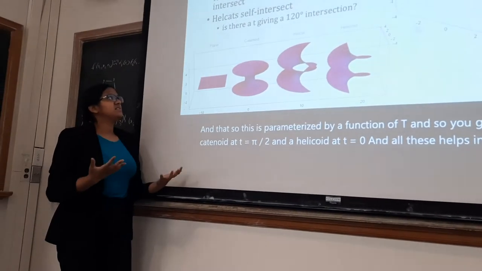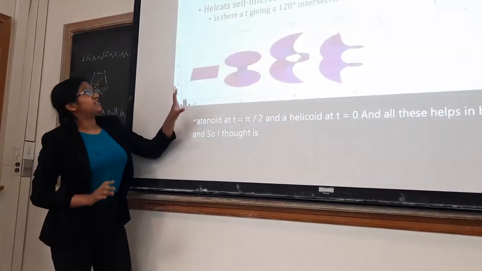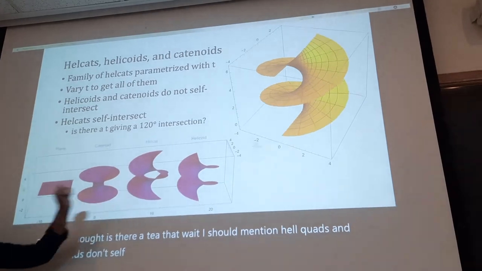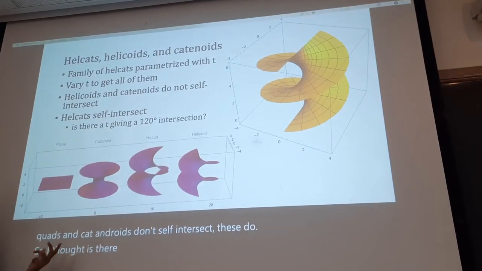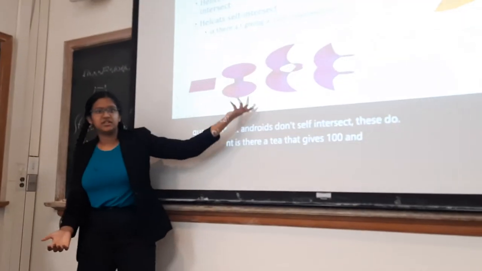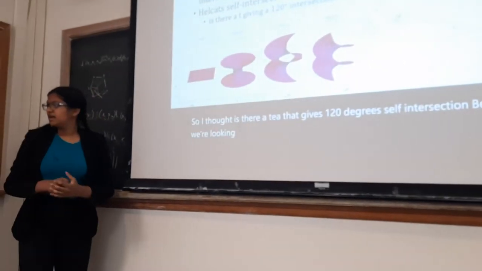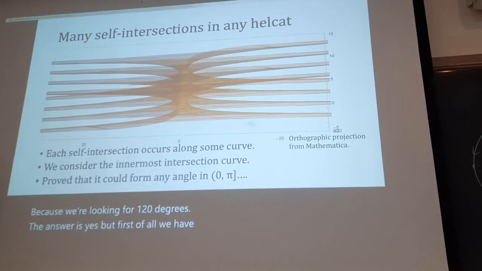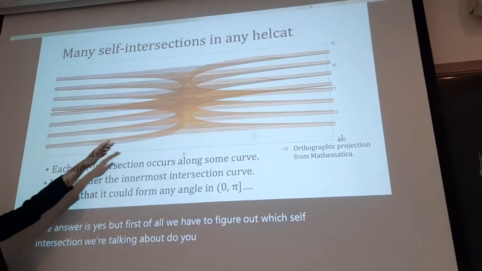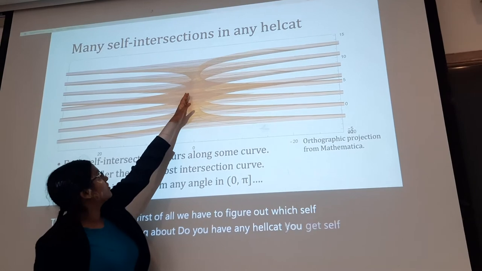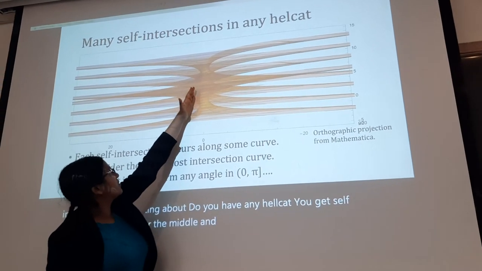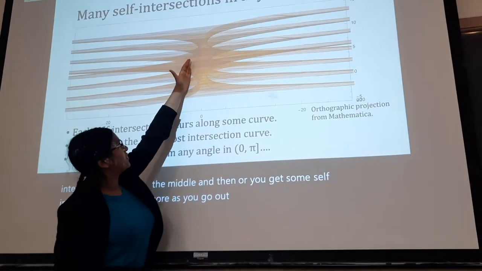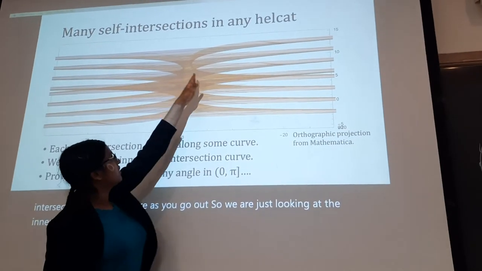And so I thought, is there a t that, oh wait, I should mention, helicoids and catenoids don't self-intersect. These do. So I thought, is there a t that gives a 120 degree self-intersection, because we're looking for 120 degrees. The answer is yes, but first of all, we have to figure out which self-intersection we're talking about. If you have any helicat, you get some self-intersections right near the middle, and then more as you go out. So we are just looking at the innermost self-intersection, and we're going to cut off all the rest.